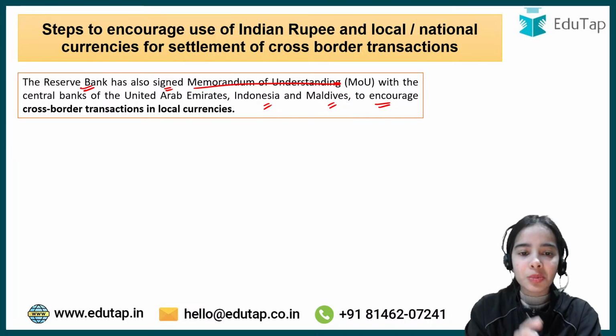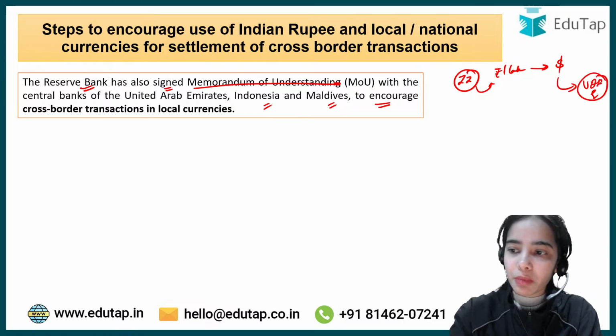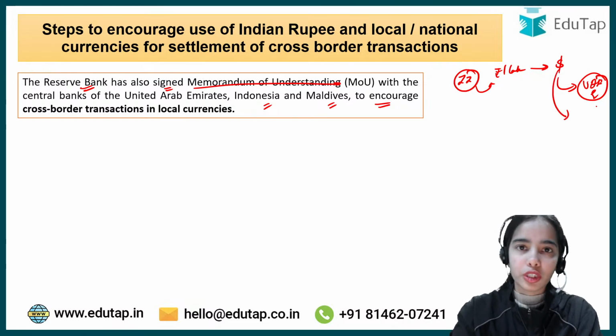Okay, so it has been said that rather than using dollars, let's say an Indian importer has to pay rupees 1 lakh for the imports. The 1 lakh will be converted into dollars. Then the UAE exporter will get this money. Then the exporter will convert these dollars into the UAE currency.